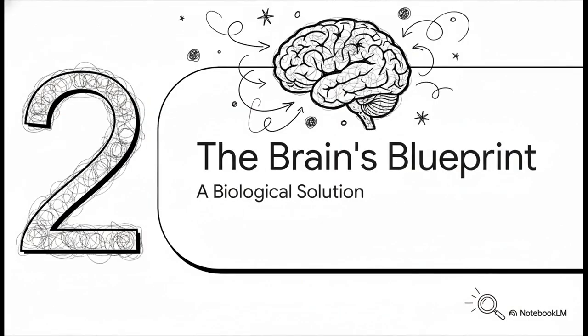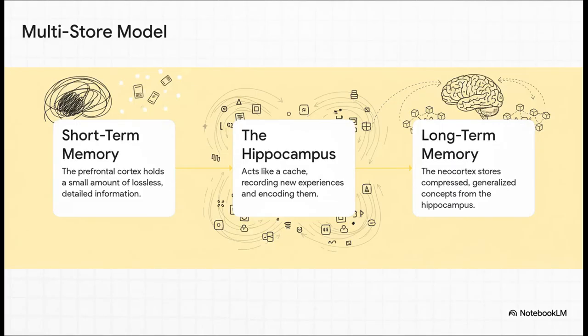So for our first solution, where would you look for inspiration? Where else? You look at the most efficient information processor we know of, the human brain. It turns out nature already solved this exact problem millions of years ago. What's so incredible is how elegantly the brain handles all this. It's not just one giant hard drive. No, it's a super sophisticated multi-store system.